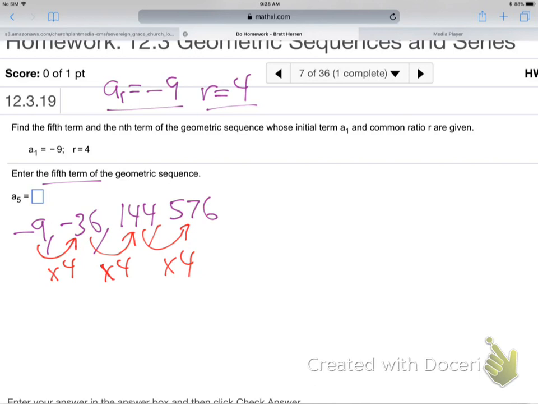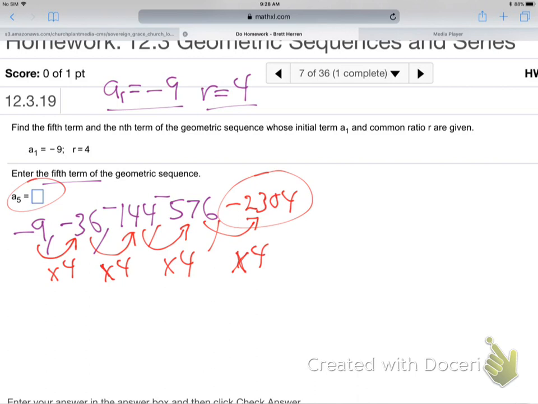F76. Wait a minute, they're supposed to be negative, huh? And they should all be negative. And one more. Negative 2304. Fifth term. So that's the first thing they want, A(5), fifth term.